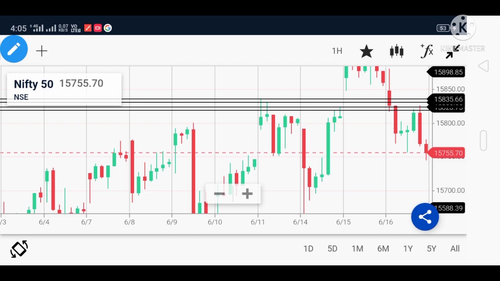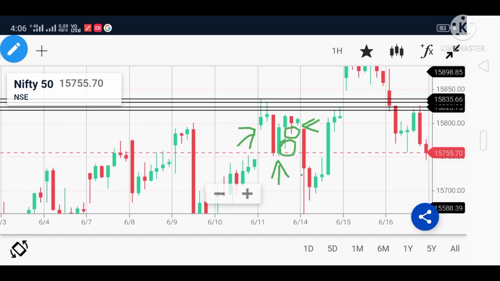Come on traders, now we will focus on lower wicks. If we see carefully, can we see some wicks closer to each other? Yes, we can. At this point and at this point, can you see? These are close. Now we will mark this. Here also we can see 2 wicks. We will mark that also.